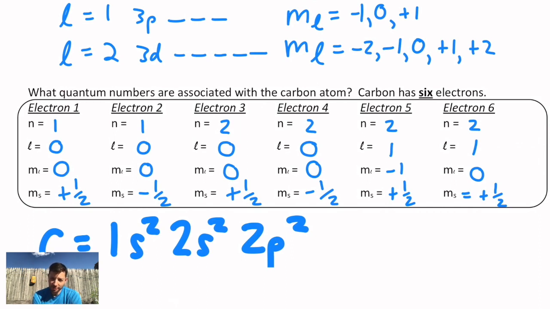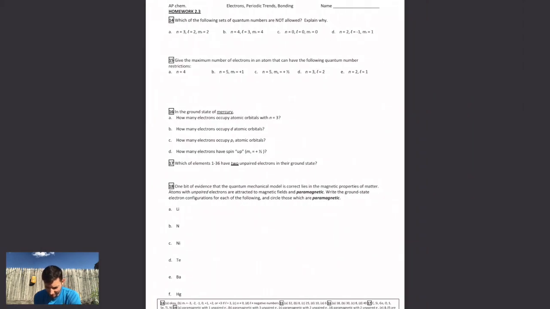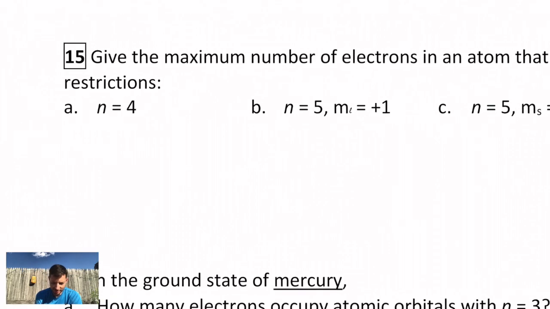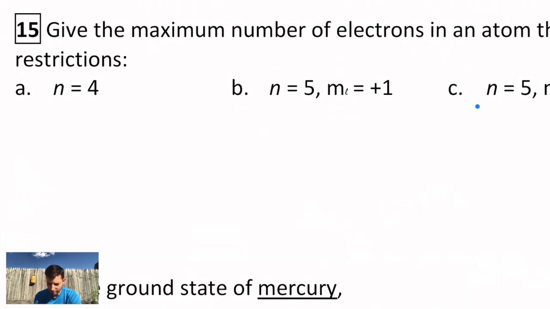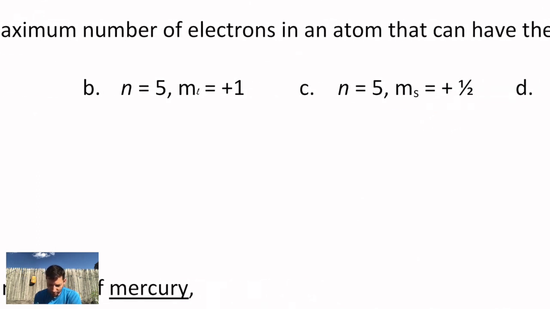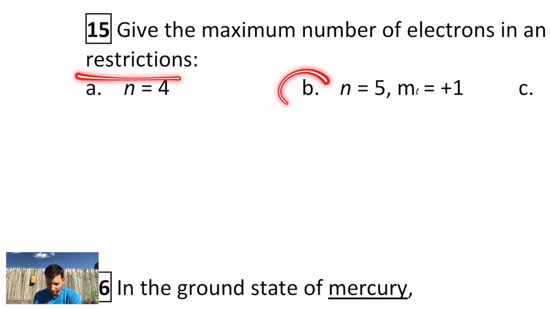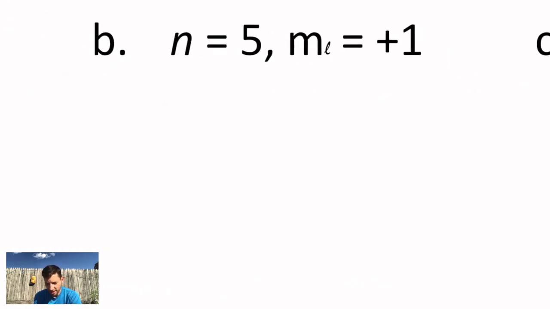Let's go one step further. Let's actually wrap up and do one of the homework problems on the back to just make sure we fully understand this. I'm going to zoom in on 15b, which asks us to figure out the maximum number of electrons in an atom that can have this set of quantum number restrictions. Let's just look at B as an example. B says that n has to be 5 and M sub L has to be +1.